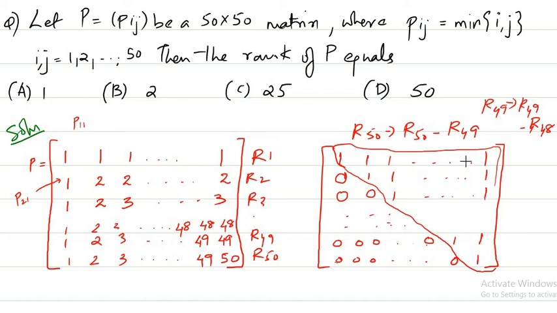Now you can see, we already converted the matrix into an echelon form, and you can simply count the number of non-zero rows. How many do we have? We have 1, 2, 3, etc., 49 and 50. So what is the rank of this matrix? The rank of this matrix is obviously 50. I hope it's a very simple question. You understood the question. Let us move on to the next question.